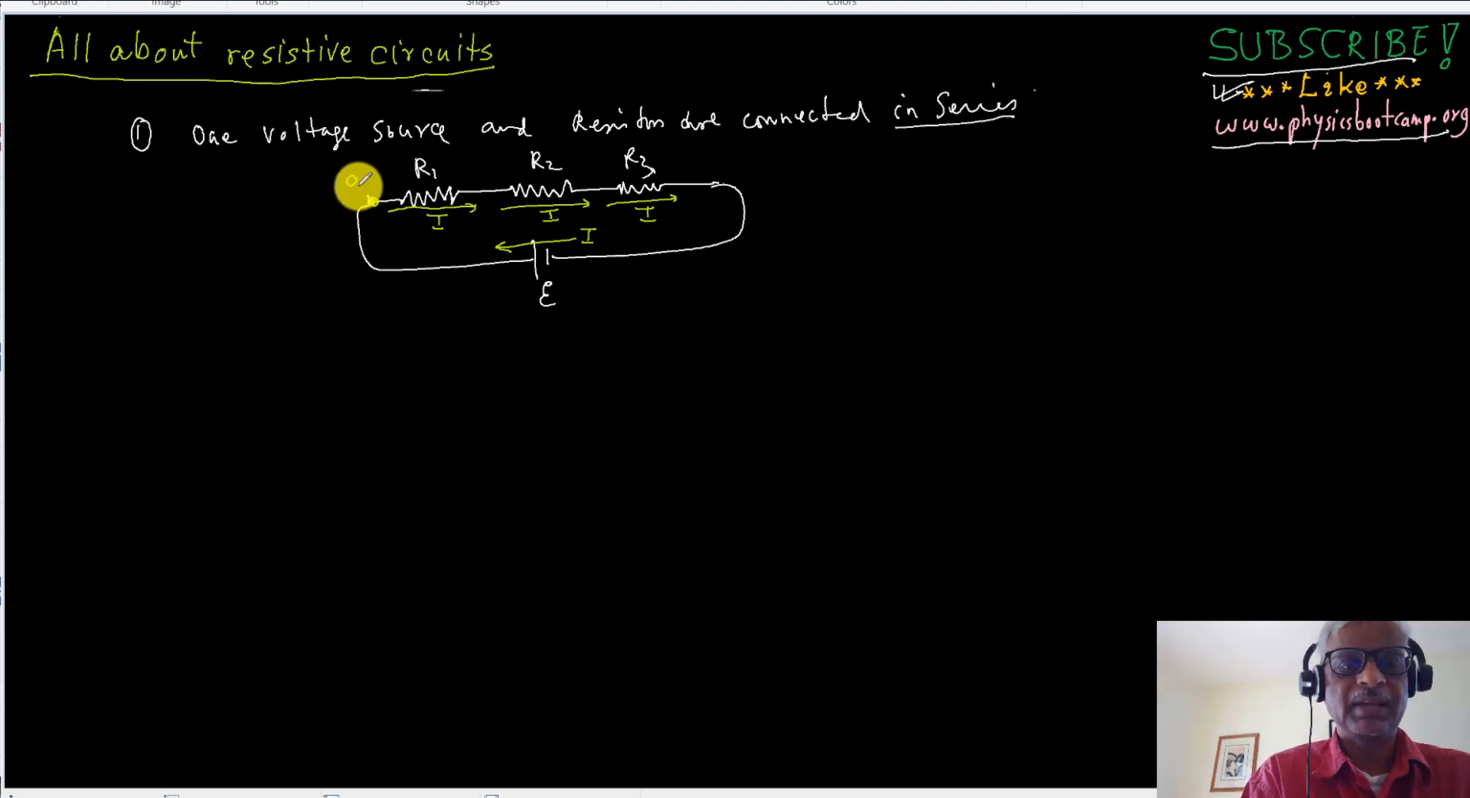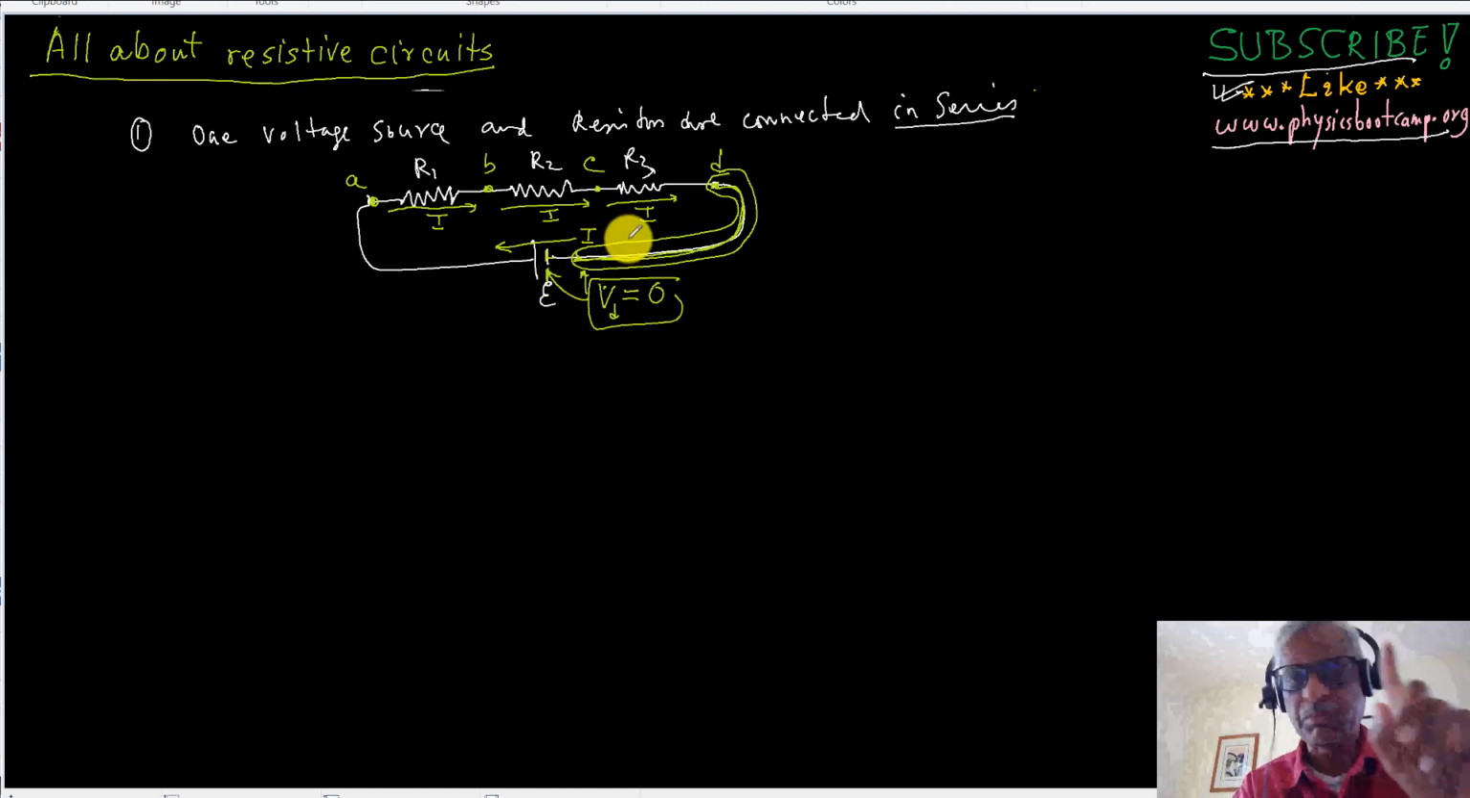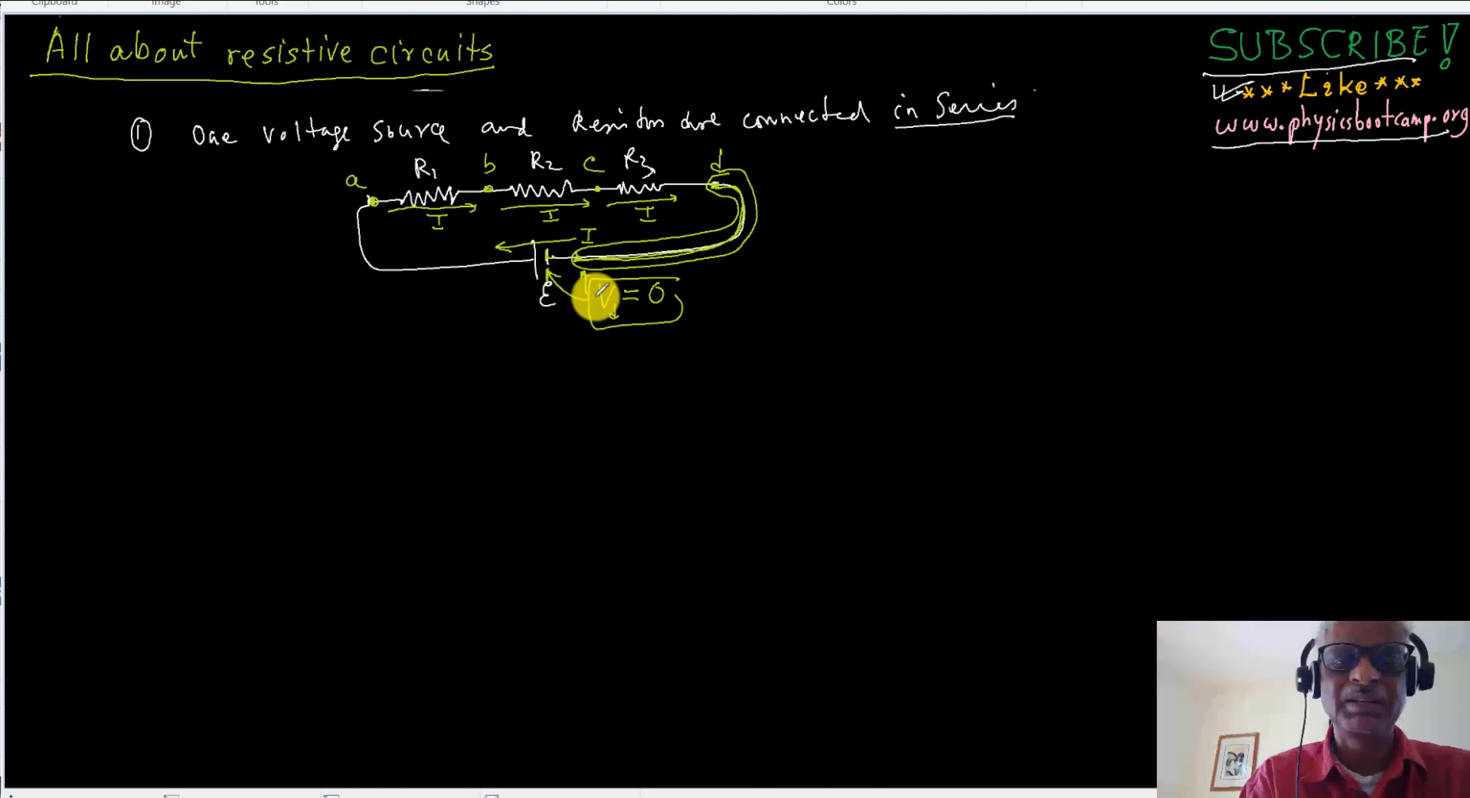Say this point is A, this point is B, this point is C, and this point is D, and so all these points have the same potential. So V sub D, we can always set one of them to be 0, and that will be the negative of one of the batteries, not all the batteries. So one battery will have a negative set. So this is the choice.